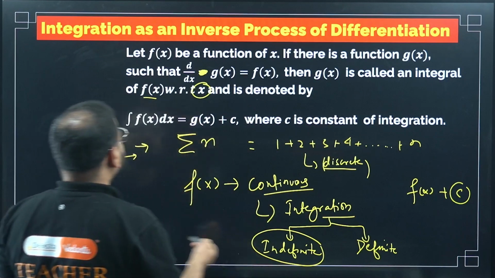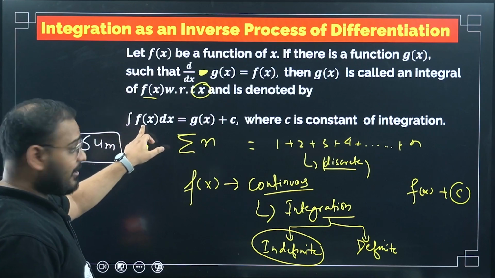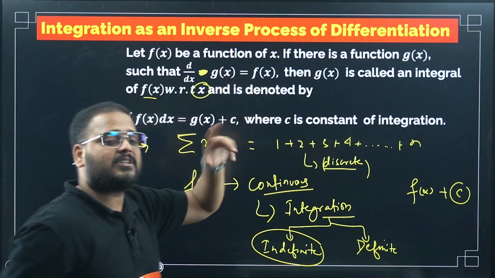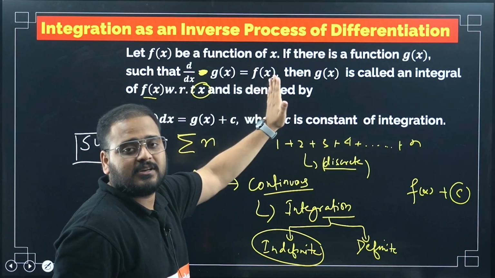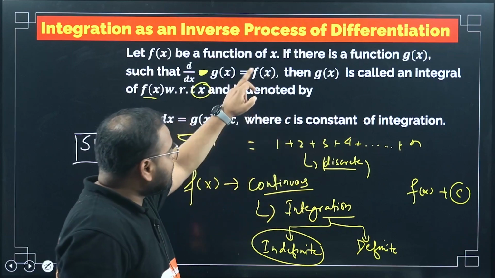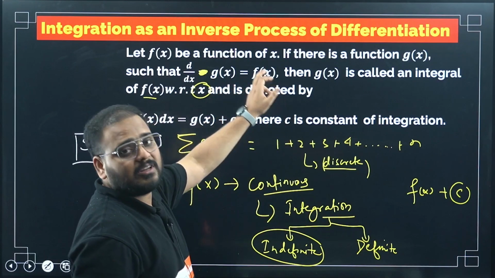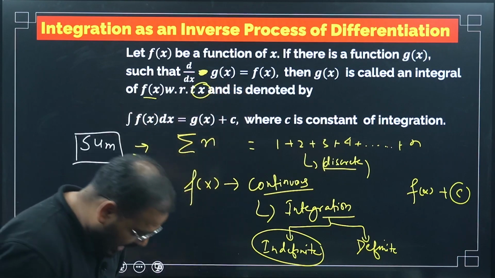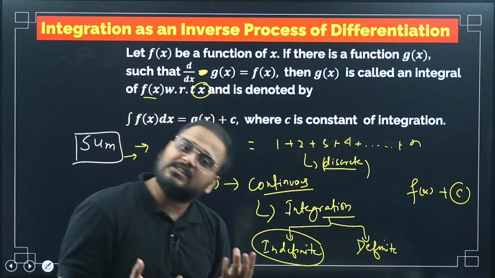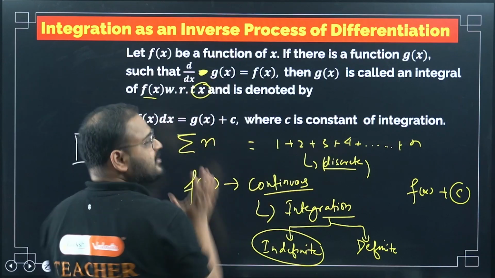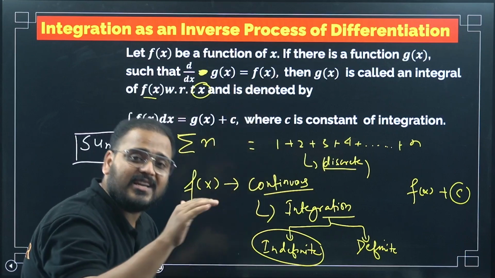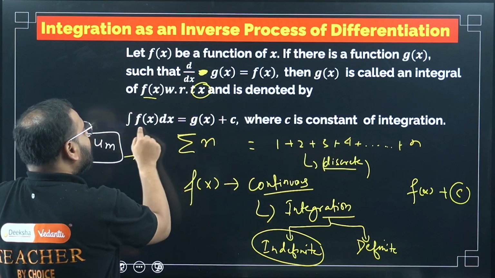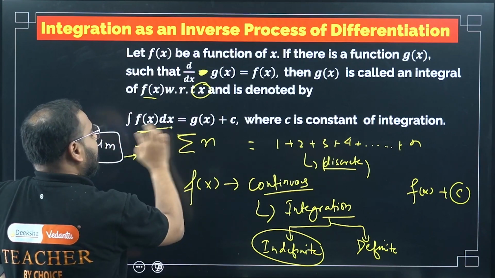So how will I represent it? Please look here. I will write it as the integral of f(x). Because the differentiation of g(x) is f(x), and the inverse process is what? Inverse of differentiation is integration. I have differentiated g(x) to reach f(x), so I will integrate f(x) with respect to the variable x. Integration of f(x) with the variable x, okay.